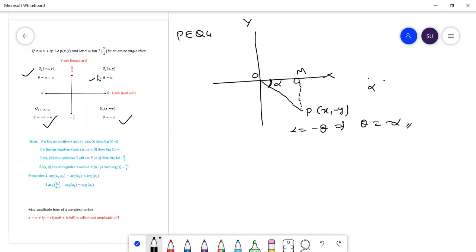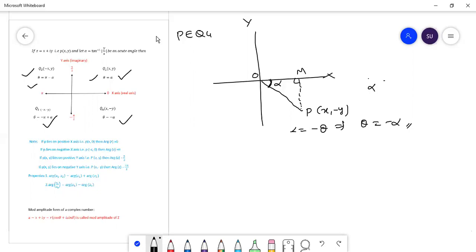So what we can say is, if any point P(x, y) lies in the first quadrant, then theta is equal to alpha. If it is in the second quadrant, theta is equal to pi minus alpha. Third quadrant, minus pi plus alpha. Fourth quadrant, minus alpha. So that is the point to remember. This is how to define the argument of z in different quadrants.